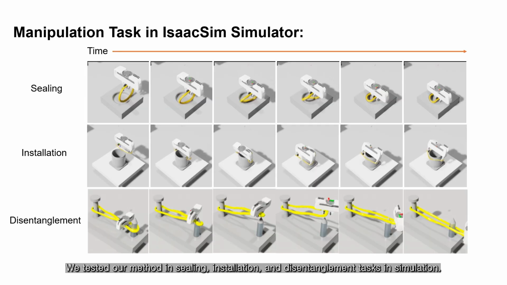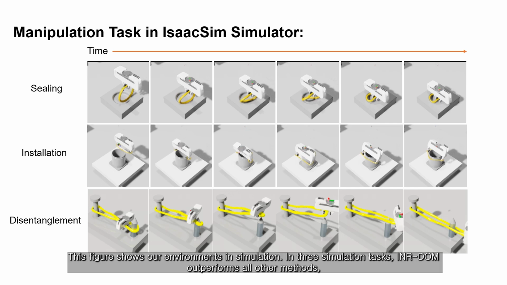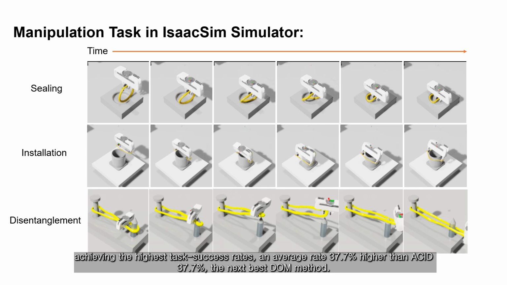We tested our method in sealing, installation, and disentanglement tasks in simulation. This figure shows our environments in simulation. In 3 simulation tasks, Inr-Dom outperforms all other methods, achieving the highest task success rates, an average rate 37.7% higher than ACID, the next best DOM method.